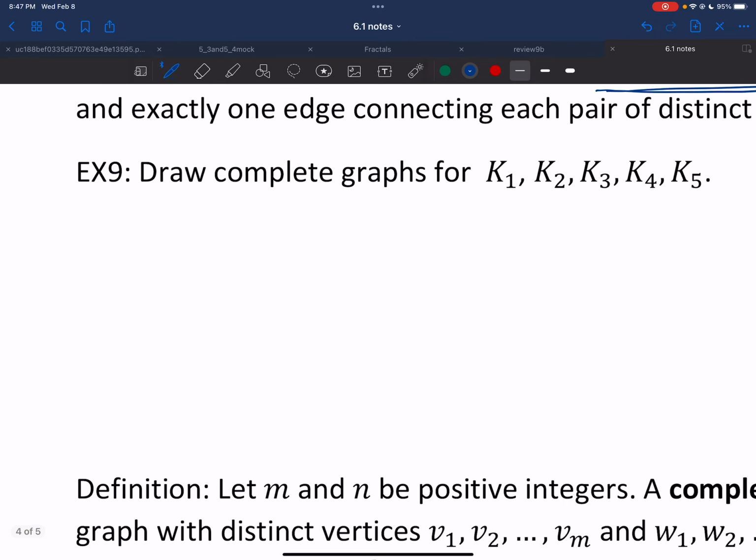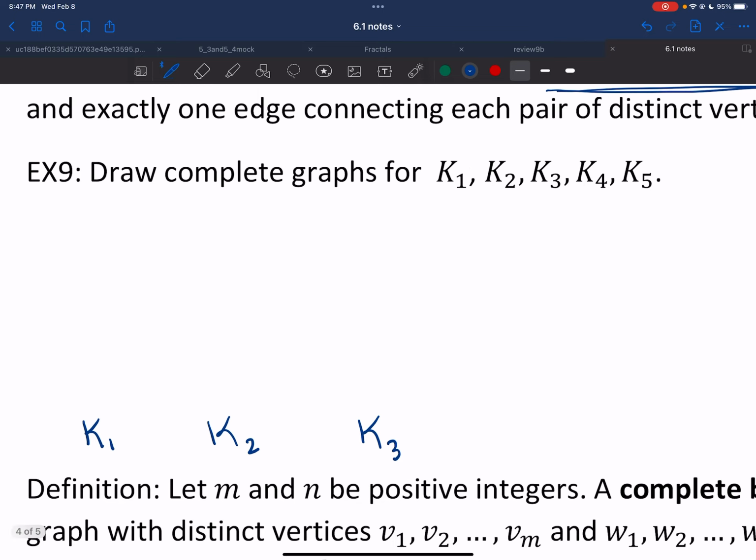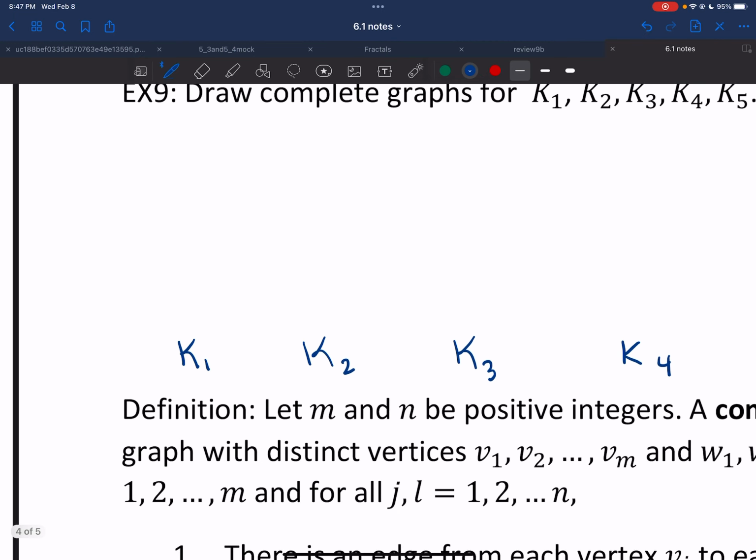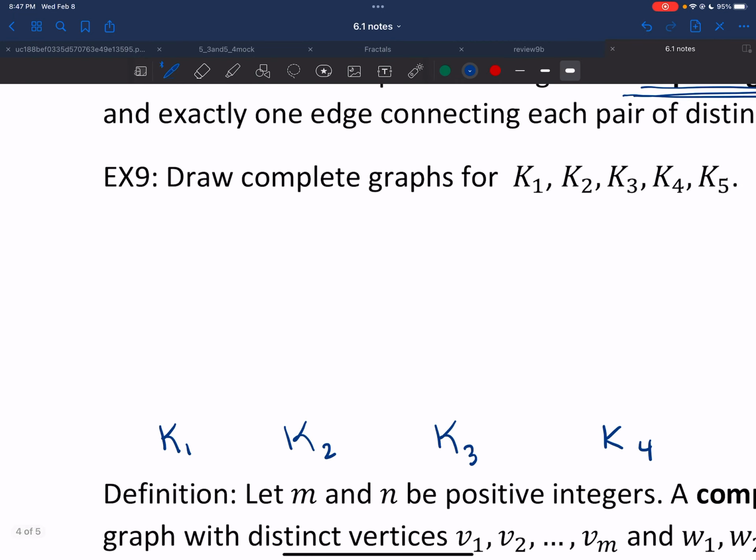So I'm going to label them K1, K2, K3, K4, and we'll give K5 just a little bit more room. All right. K1 is super simple. Boom, there it is. There's just one vertex. So you can't have an edge if you don't have another vertex for it to go to. So this is all it looks like. If I'm looking at K2, I'm looking at two vertices, and that would be connected in between. Okay, so that graph would be a graph of K2.